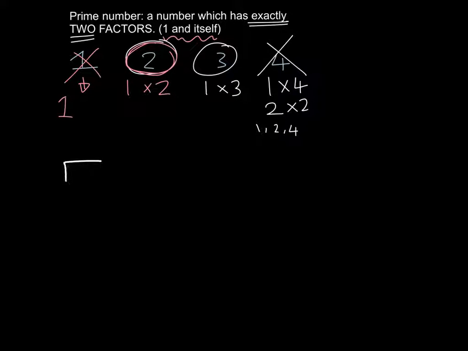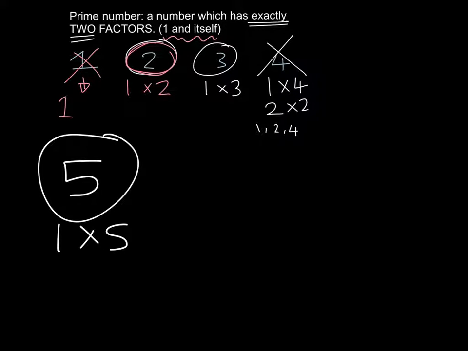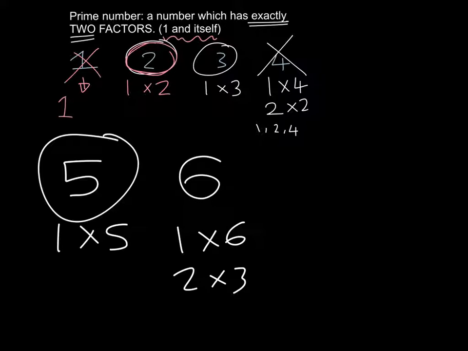Now, I'm not going to go through every single last one, but it is purely just a process of elimination. So if you had to check 5, is it prime? 1 times 5, yes, it's only got 2 factors. Carry the process on. 6, 1 times 6, 2 times 3, don't need to check anything else. It's got more than 2. No, it's not. And so on.